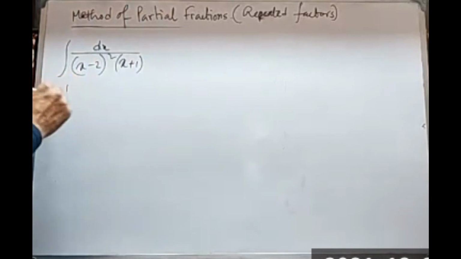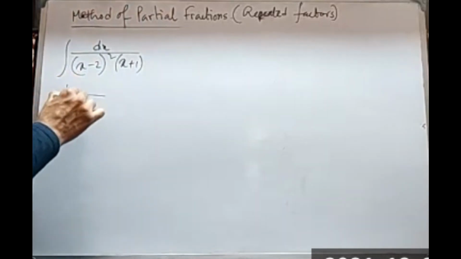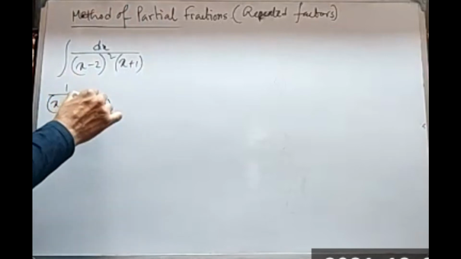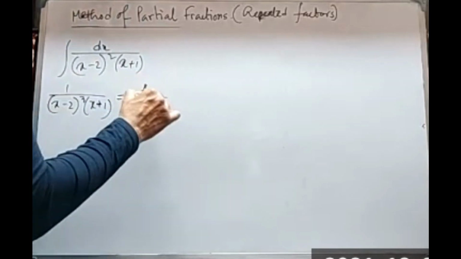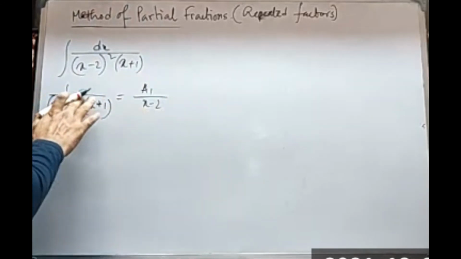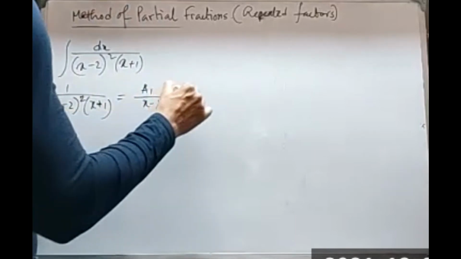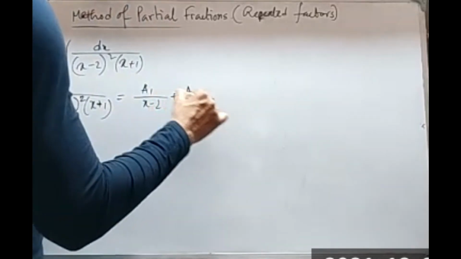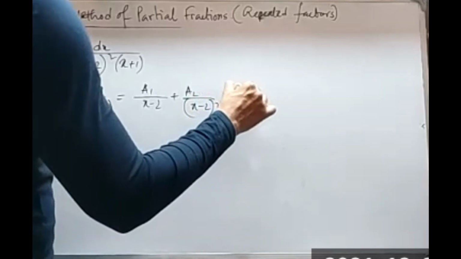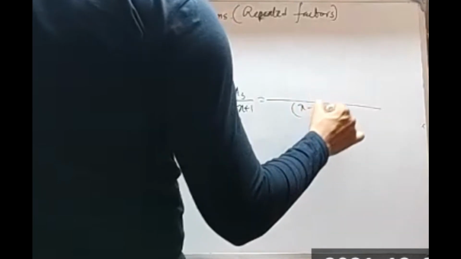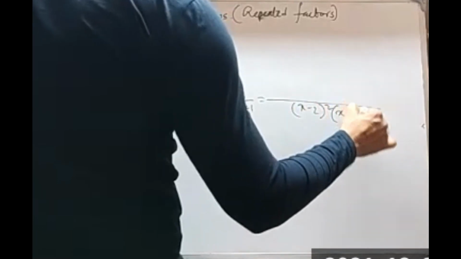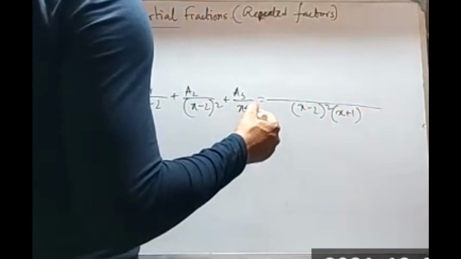and so we are writing the integrand as a1 by x minus 2, sorry, it is whole square, a2 by x minus 2 whole square, a3 by x plus 1. The same thing we will do. We will take the LCM and take the sum.